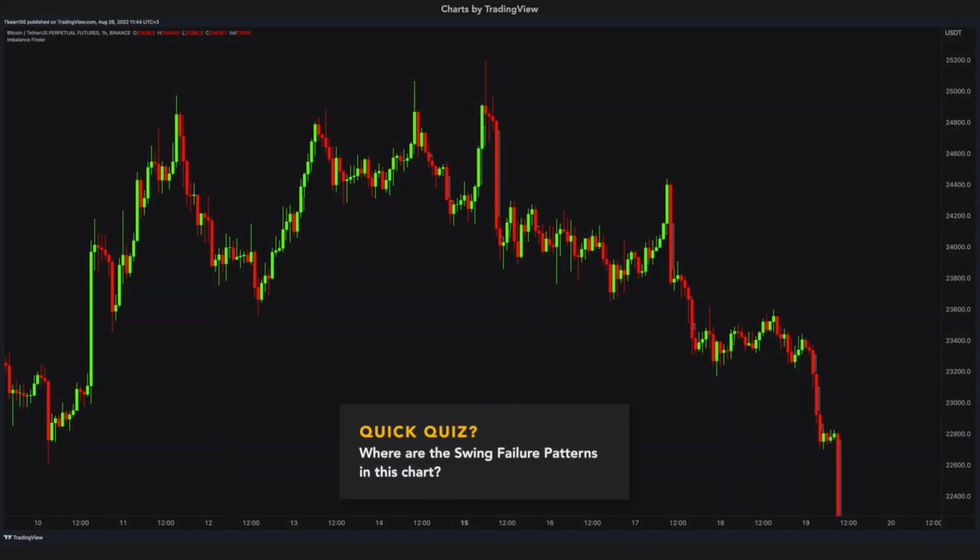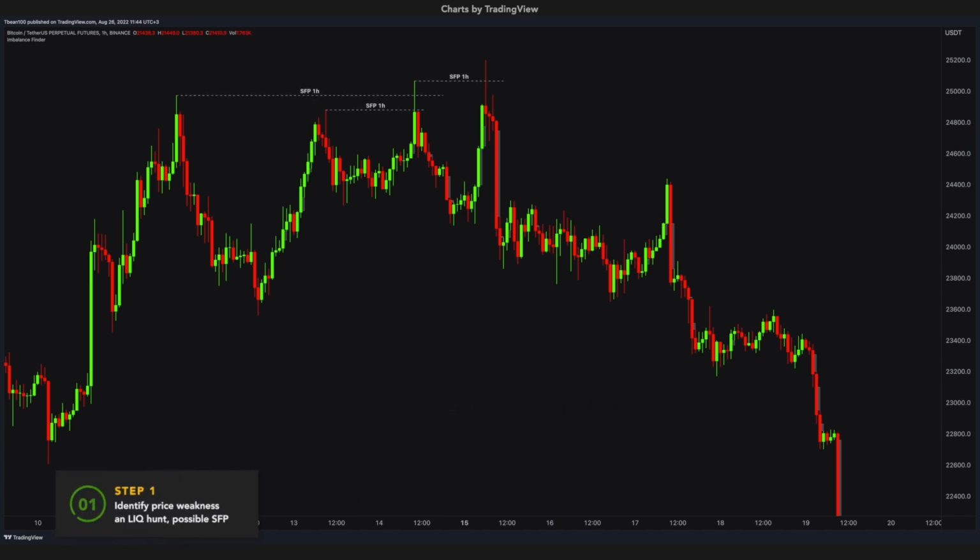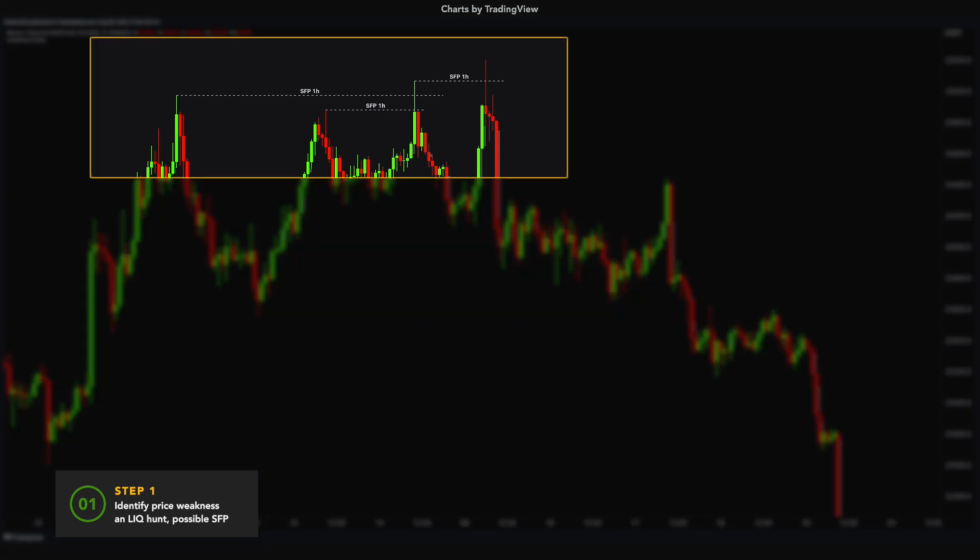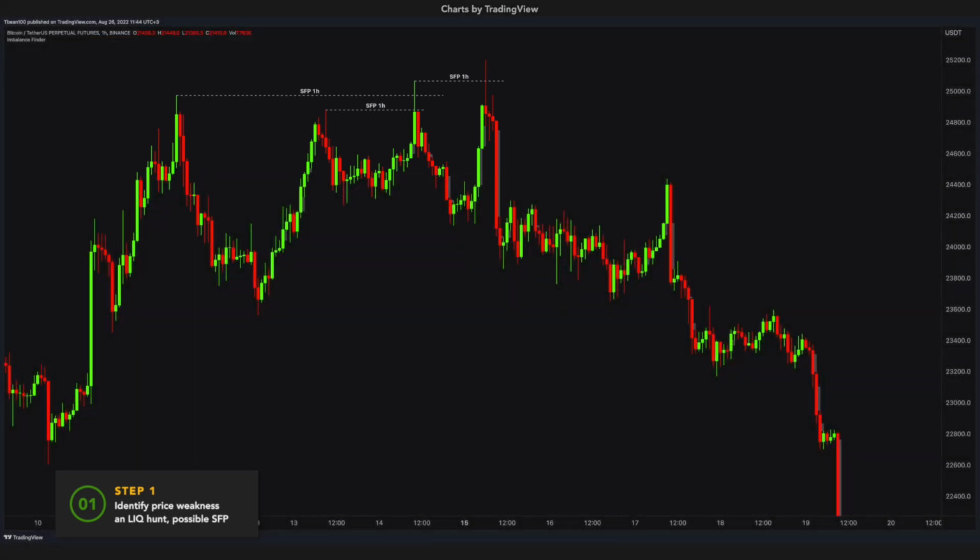First of all, I want you to tell me, where are the swing failure patterns in this chart? Pause the video. Yes, exactly. There are 3 swing failure patterns here in a row. All of them are real swing failure patterns. What does it mean? It is an extreme price weakness, a possible reversal of a major trend.